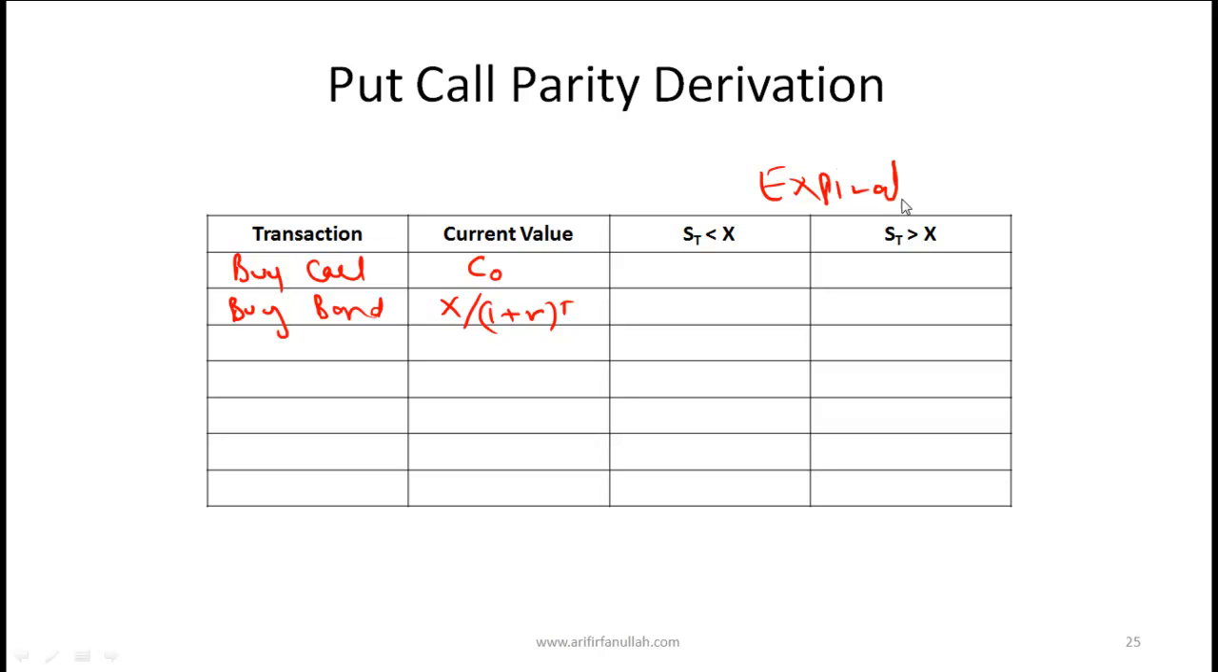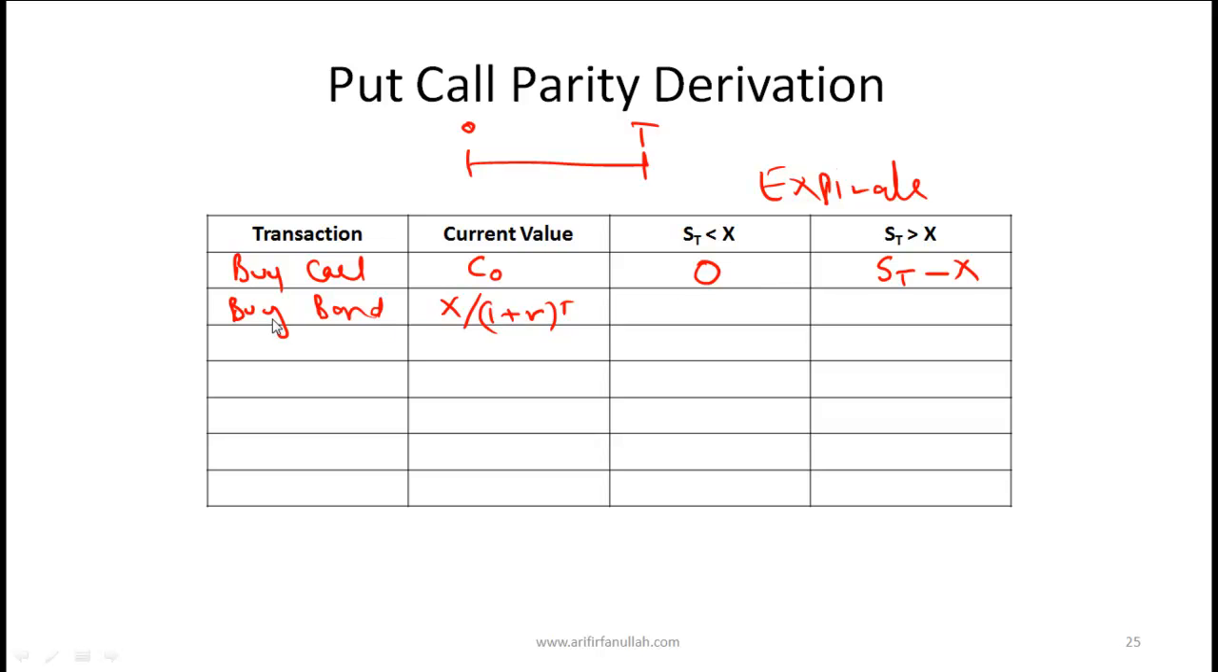So at expiration there are two possible scenarios. One scenario is that the stock price at time T, and just the convention being used here is this is maturity, so time T, and 0 represents the current time. At time T it is possible that the stock price will be less than the exercise price. So for a call option, if the stock price is less than the exercise price, then the call option ends up out of the money, so the value is 0. On the other hand, if the stock price is greater than the exercise price, then the value of the call option at expiry will be ST minus X.